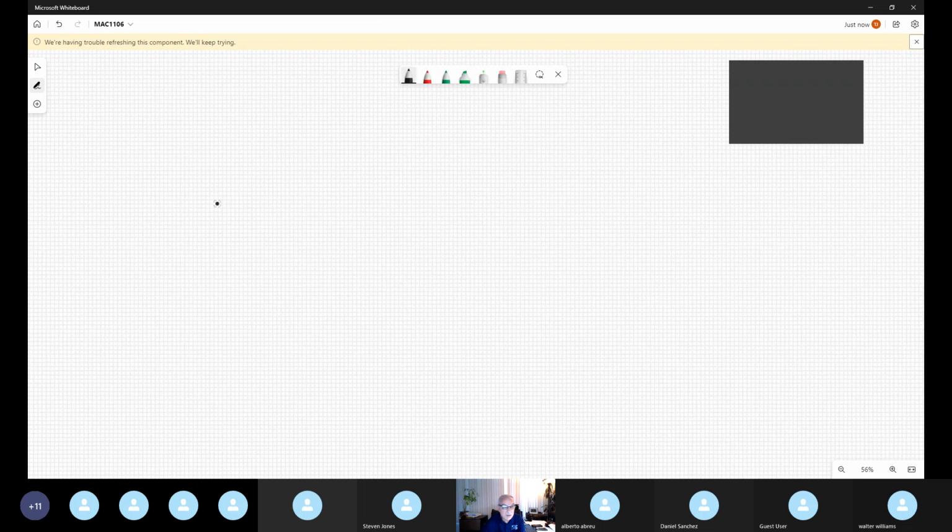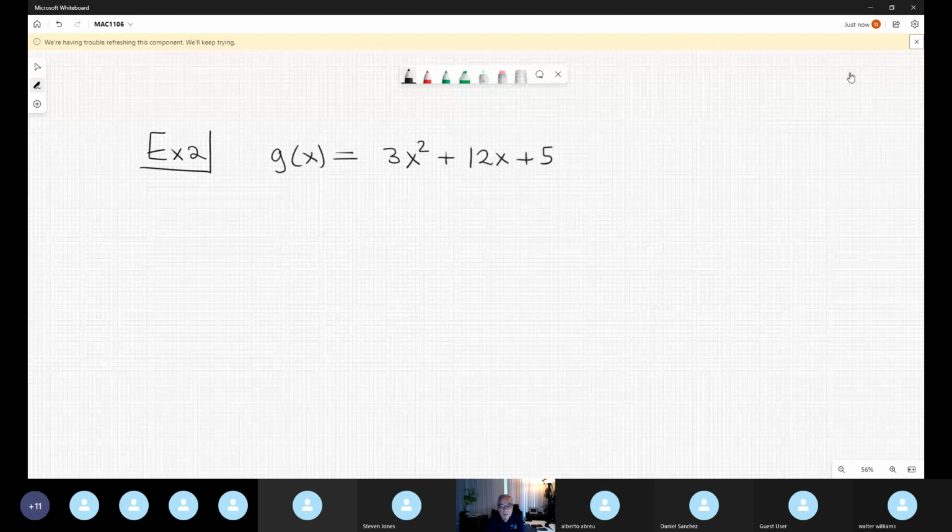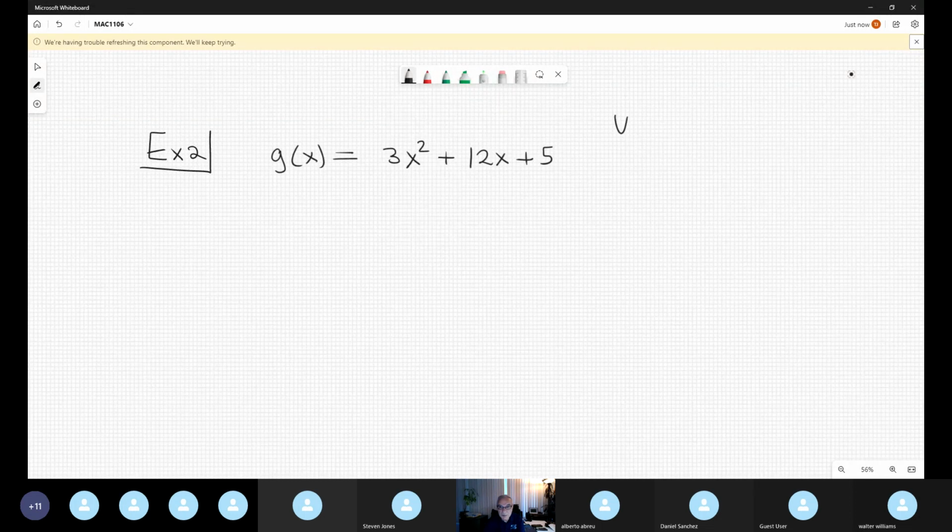Example 2 is, okay, the function is g of x, another name, equals 3x squared plus 12x plus 5. I repeat again the equation. Is this the vertex form or standard? Standard. Exactly, standard, very well.